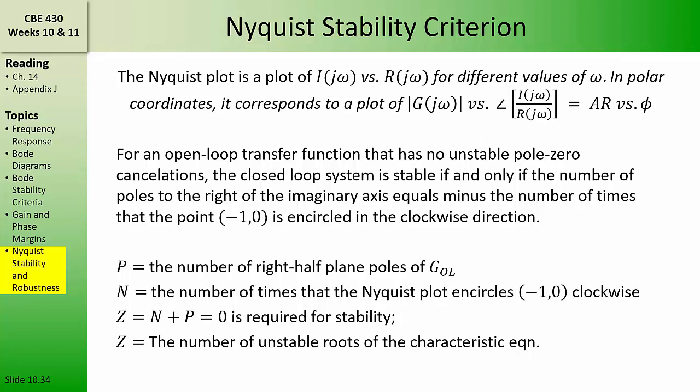If we assign P equal to the number of right half plane poles in the open loop transfer function, and N equal to the number of times that the Nyquist plot encircles minus 1, 0 in the clockwise direction, then Z, which is the sum of N and P, must be equal to 0 for stability. Z counts the number of unstable roots of the characteristic equation, and that's why it must be equal to 0.